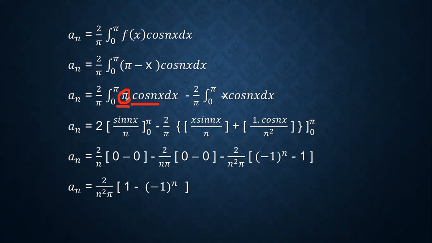Okay, if you take this pi outside, then what will you get? The two pi will get cancelled. You will have only the 2 term here. 2 into integration of cos nx. What is integration of cos nx? Sin nx by n. The x coefficient is n, so you will get n in the denominator, sin nx by n. The integration limits will be 0 to pi.